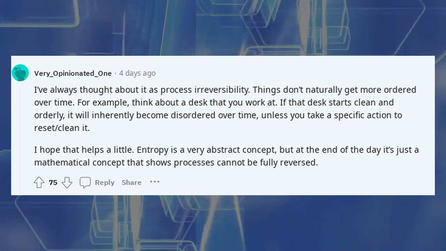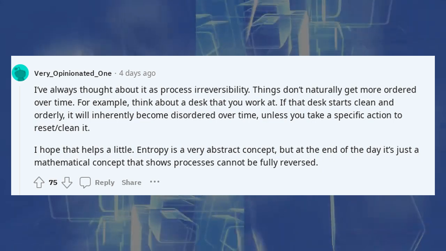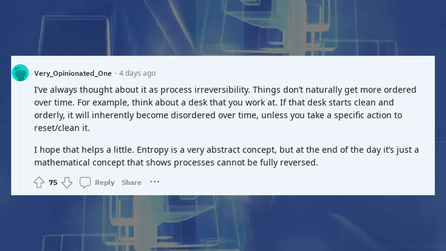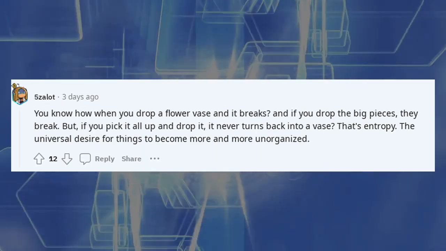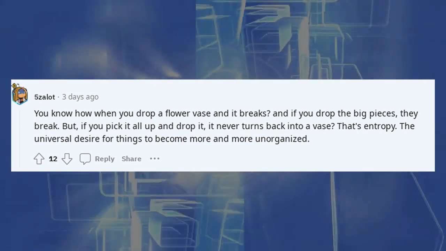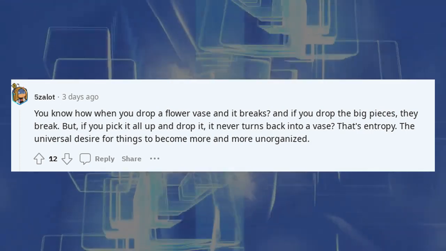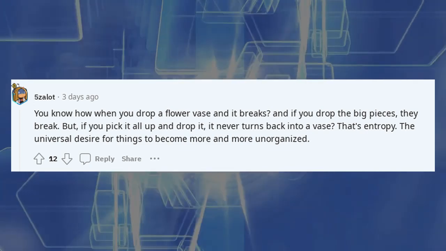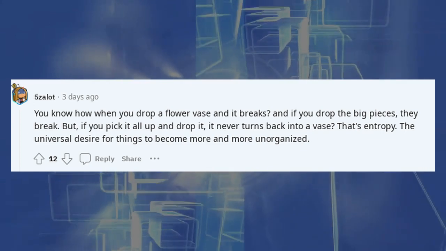Entropy is a very abstract concept. But at the end of the day, it's just a mathematical concept that shows processes cannot be fully reversed. You know how when you drop a flower vase and it breaks? And if you drop the big pieces, they break. But if you pick it all up and drop it, it never turns back into a vase. That's entropy. The universal desire for things to become more and more unorganized.